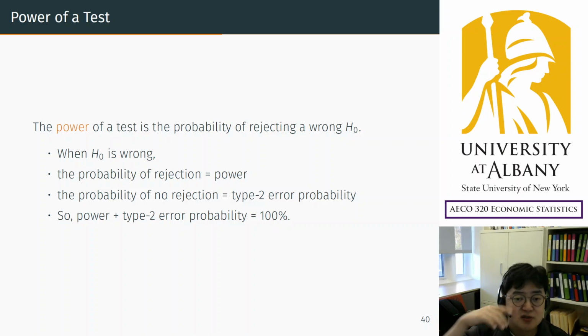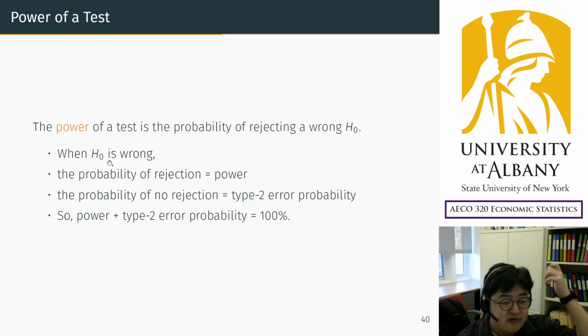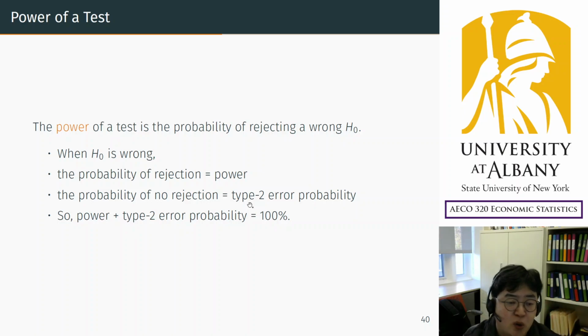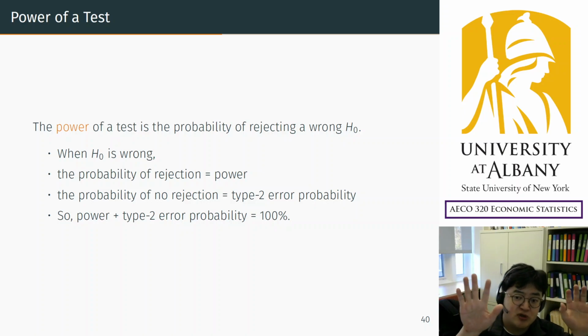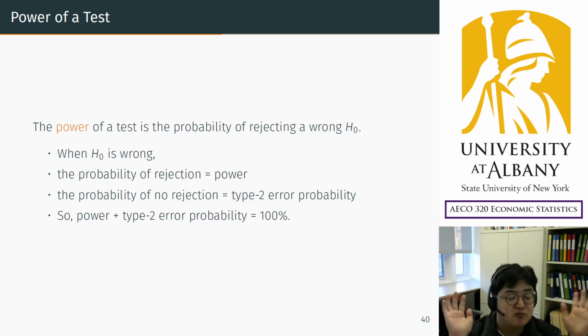So that is the power. So in a test, usually we would like to maximize the power. Given the same significance level, given the same type 1 error probability, the higher power is the better, right? So when H0 is wrong, when the belief is wrong, reject is the correct decision, so that is the power. Okay? So power and type 2 error are flip sides of a coin, right? When the belief is wrong, if you reject, that is power; if you don't reject, that is type 2 error, so their probabilities sum to 100%.